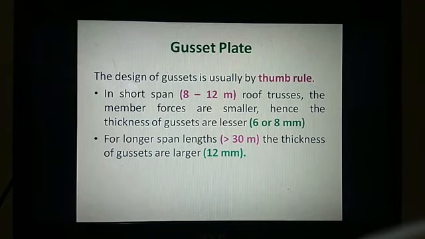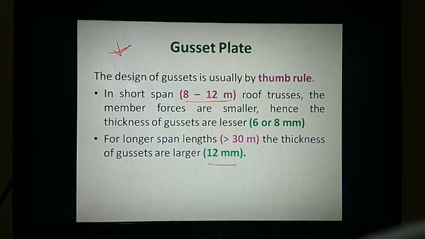So here, for short spans, please try to remember, very important. Okay, so here you have to remember that for short spans of 8 to 12 meters in roof trusses, the member forces are smaller, hence the thickness of the gussets is lesser, 6 or 8 mm you can make use of. Okay, so if the spans are more, the length of the roof truss is more, like more than 30 meters, for the thickness of the gusset plate you can go with 12 mm. That's it. So why?